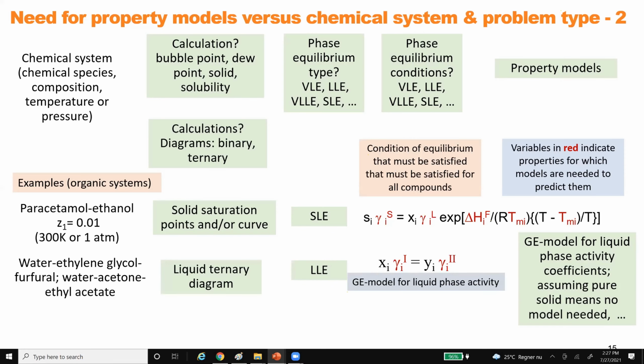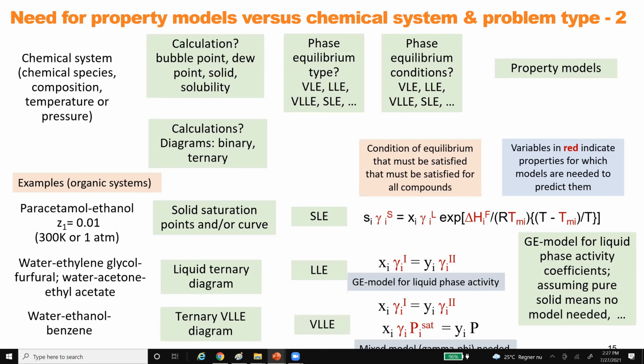If we have water, ethylene glycol, furfural, that also is a highly non-ideal mixture, so equation of state cannot be used. At low atmospheric pressure, we will have liquid-liquid equilibrium, and we use activity coefficient for both phases. So we need the activity coefficient model, not an equation of state. So for SLE also we need activity coefficient. For LLE we need activity coefficient.